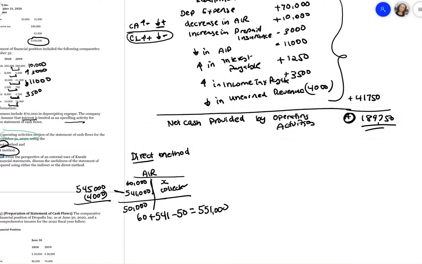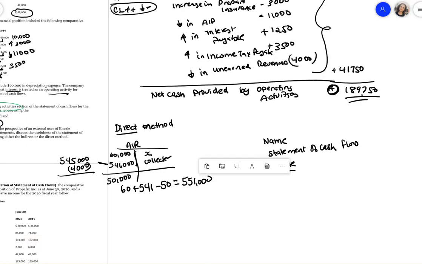So when you're doing a direct method, again, the name of the company will be there, then the statement of cash flow, and then the date. So first thing we're going to start off with is net cash flow from operating activities.